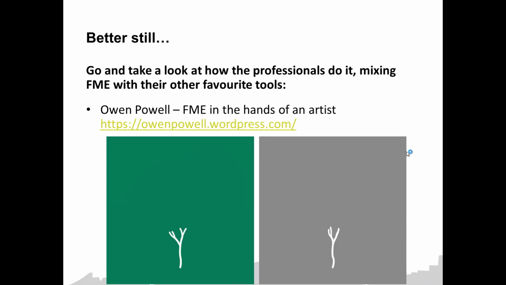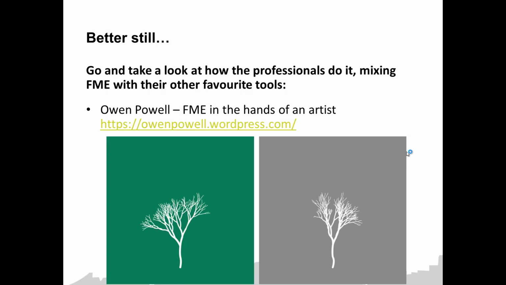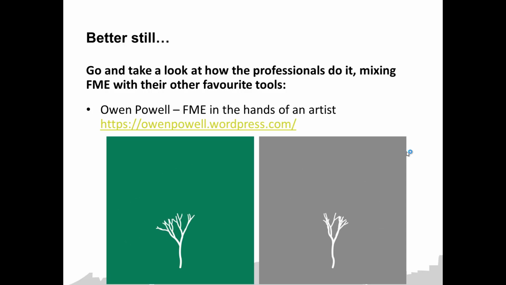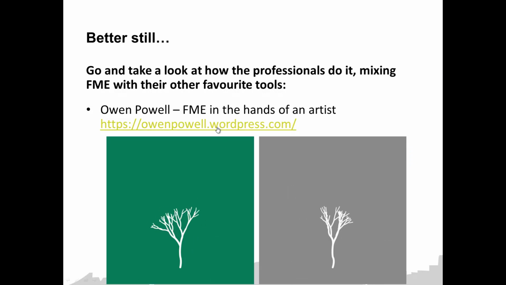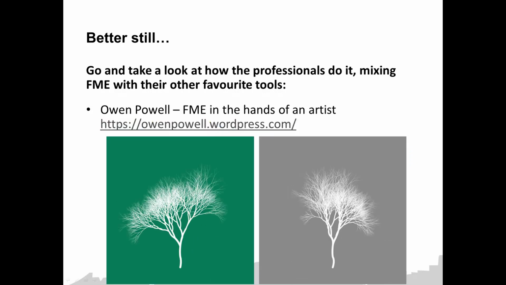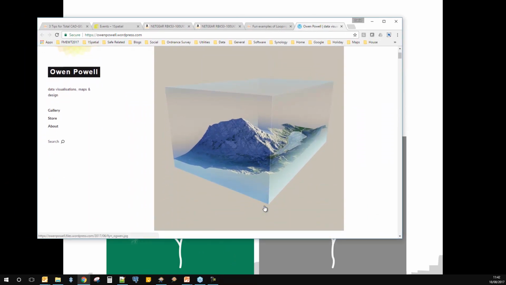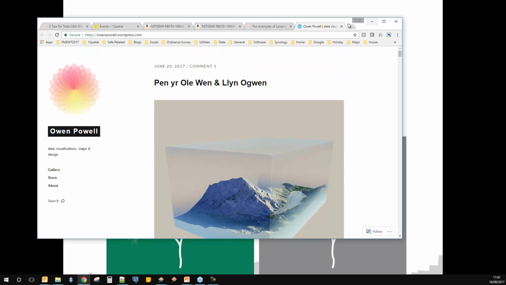Owen Powell is an individual who's got a fine art background. Do go and have a look at his blog. It's pretty amazing, really. I'm particularly fond of his FME trees. He's got a workspace that will create a unique tree every time, and you can see these little animated GIFs here are good fun. Owen's a particular fan of Blender, and he does some amazing things with FME and Blender. So I'd encourage you to go and have a look at his blog.